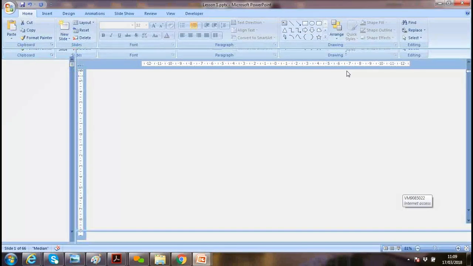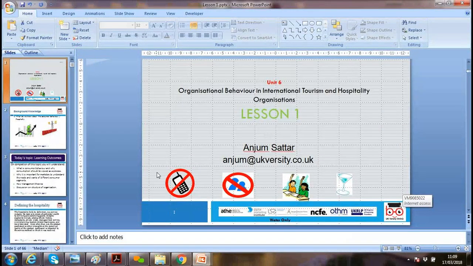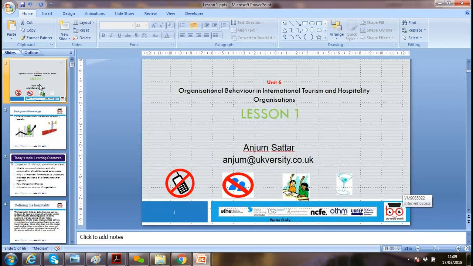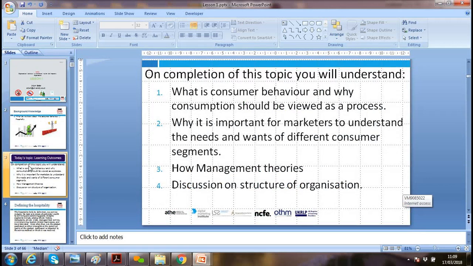So today we'll be focused on the structure of the travel and tourism industry and the tourism and hospitality industry, and we'll go through some basic theories about management that we're supposed to address. So we'll start our lesson today. It's our first lesson of Unit 6, and we are going to discuss learning outcome 1. Organization behavior in international tourism and hospitality industry, level 7 course, unit number 6.